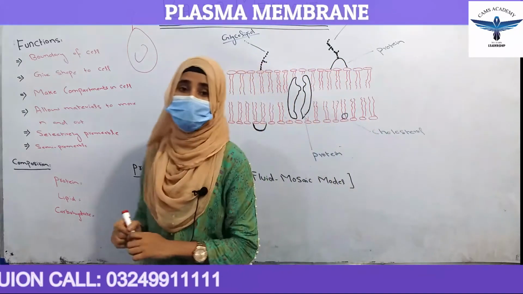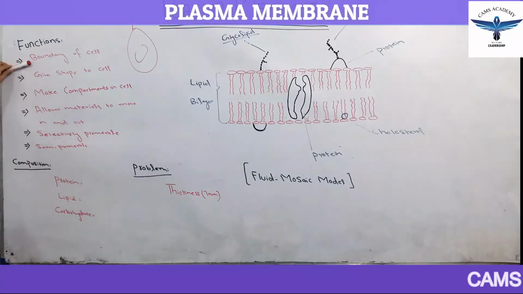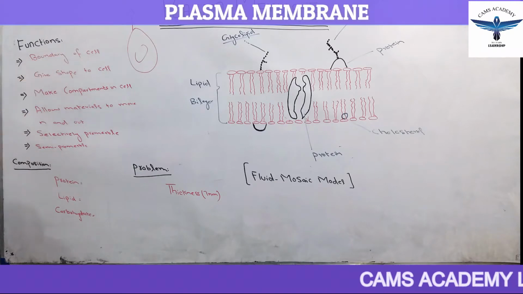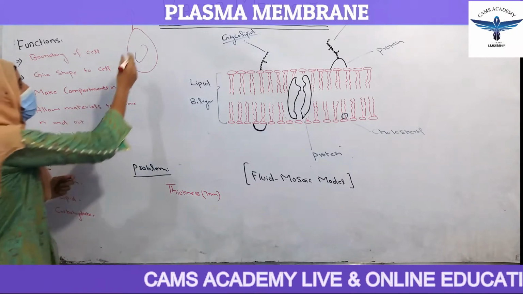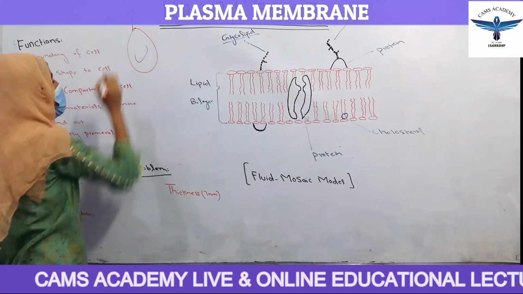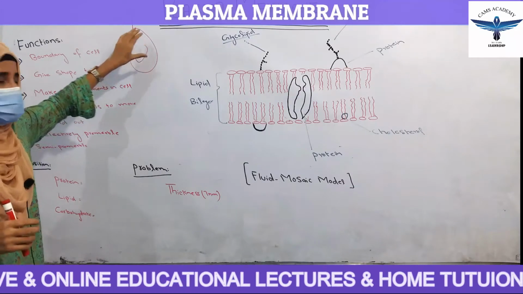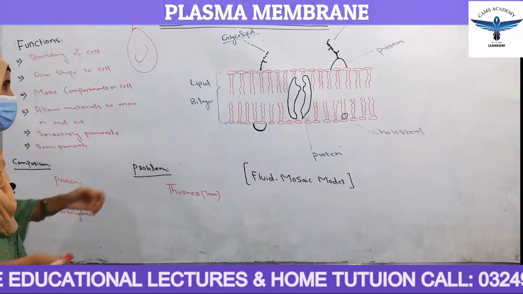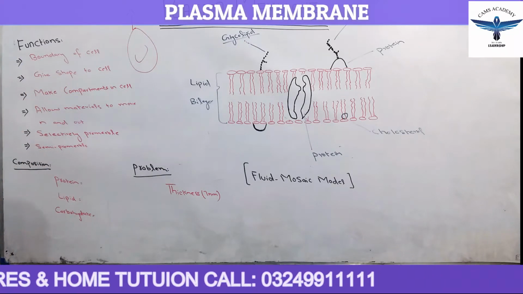Now let's move toward the function of the cell membrane or plasma membrane. The first function of a cell membrane is that it is the boundary of a cell. Look at this. Firstly, I draw a boundary, and after that I put all the components into the cell. This is a plant cell or animal cell. This is the boundary of the cell. It gives shape to the cell.